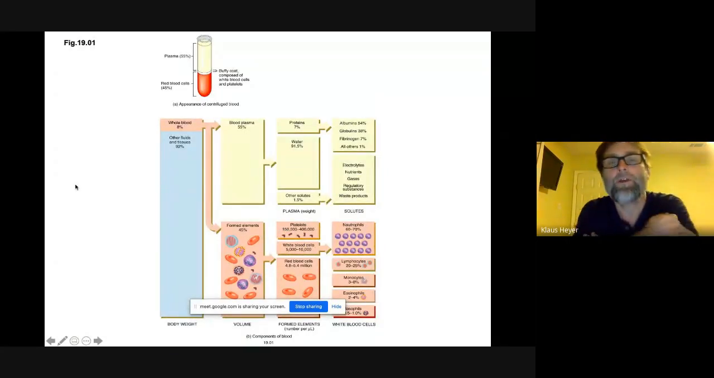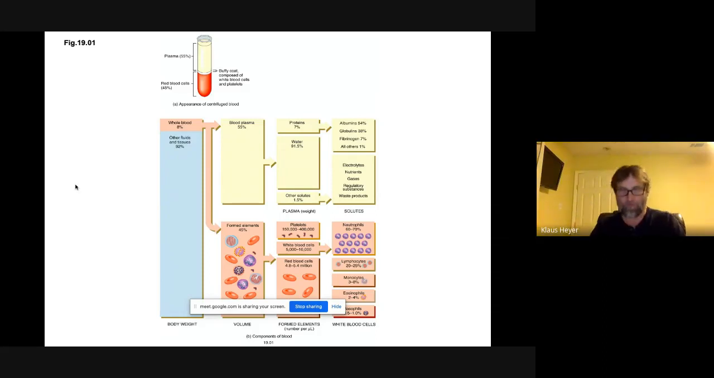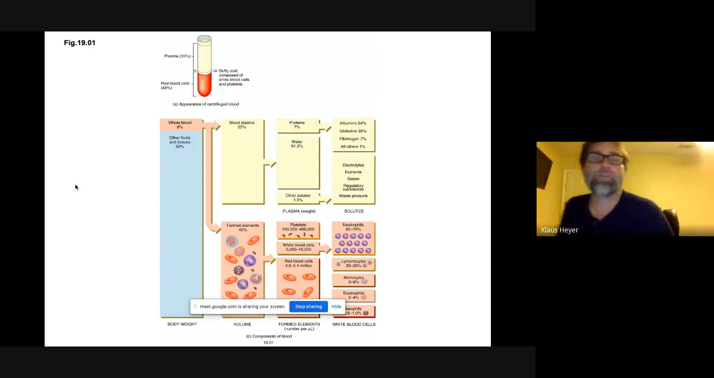Okay, we are on blood now. This is the first in a three-part series on the cardiovascular system. The next three chapters will consist of blood, the heart, and then the vessels that the blood's in. So we're going to start off with blood. A little bit easier chapter after the endocrine system.